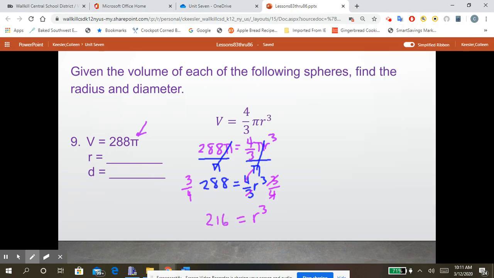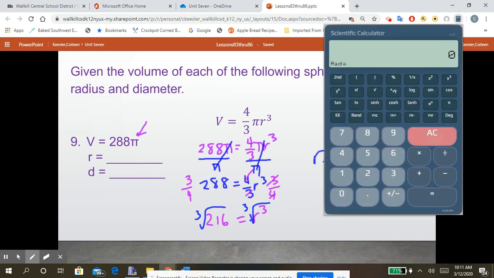So now we've got to do the cube root of 216 instead of the square root. So when we do the cube root, we note it this way with a little 3 there. And we get r equals, using our calculator. This is tricky, so make sure you're following what I do here. We're going to do 216, then this x radical y button, 3 equals, and we get 6.